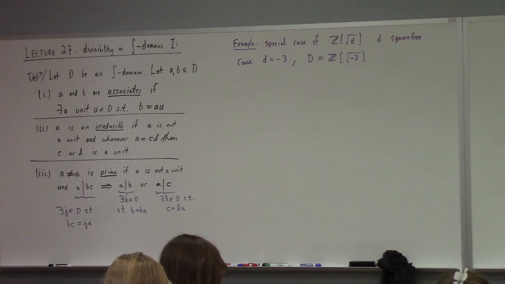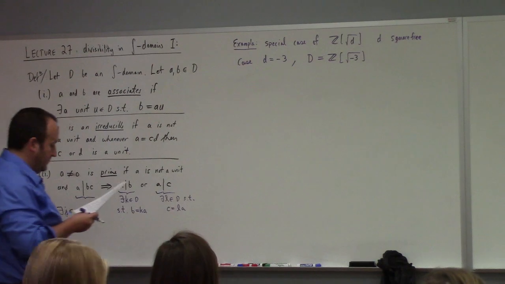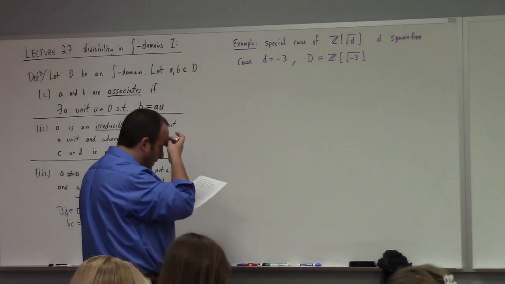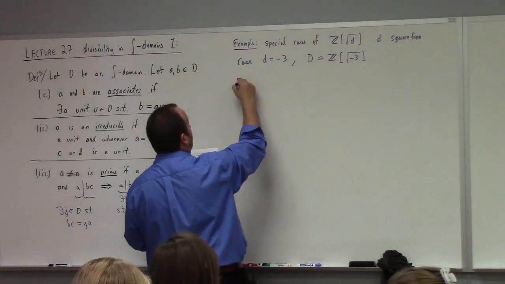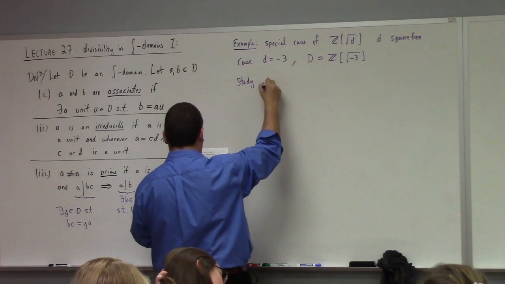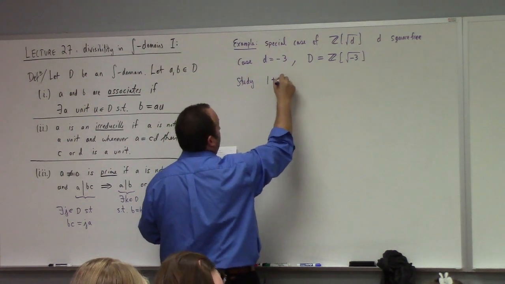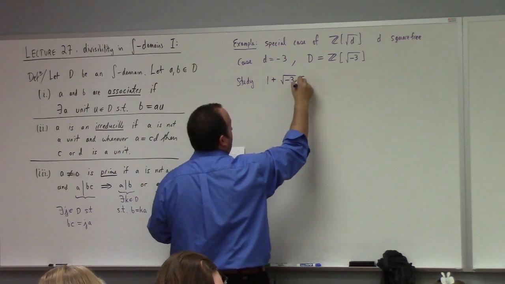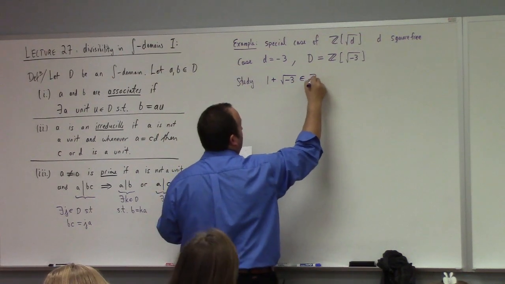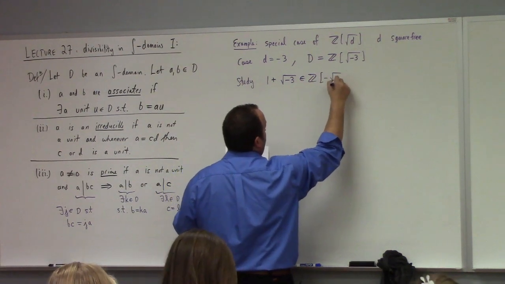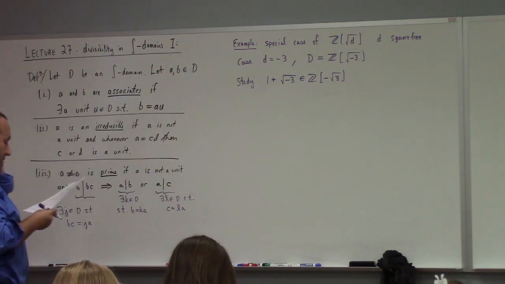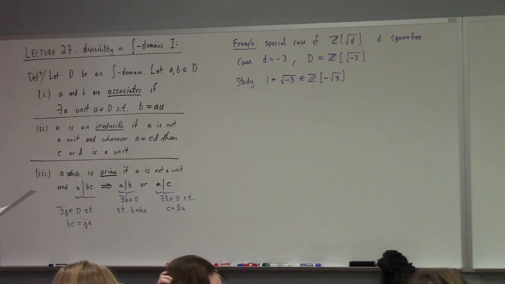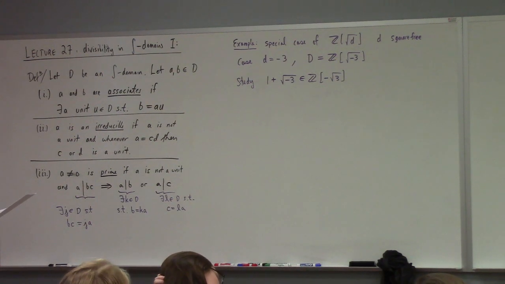And so what I want to look at then, specifically, is the following bit of algebra. We're going to study 1 plus the square root of minus 3. This is a particular element of Z adjoin the square root of minus 3. And I want to argue that this is a prime. Well, excuse me, this is not prime, actually.